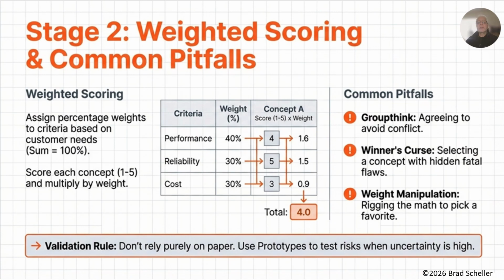Second, winner's curse. Selecting a concept that has hidden fatal flaws. The numbers look great, but there's a technical risk nobody scored because nobody understood it. Next, weight manipulation. Somebody really wants concept B to win, so they quietly adjust the weights to favor its strengths. Set weights before scoring to prevent this.